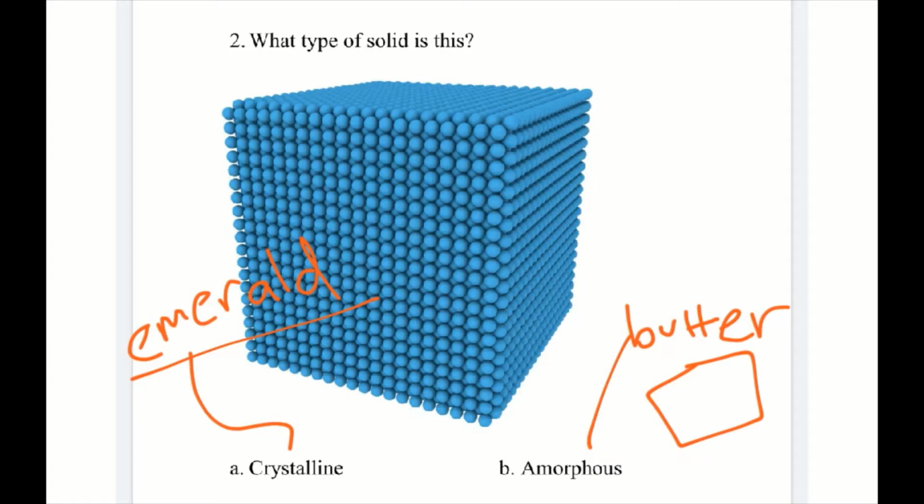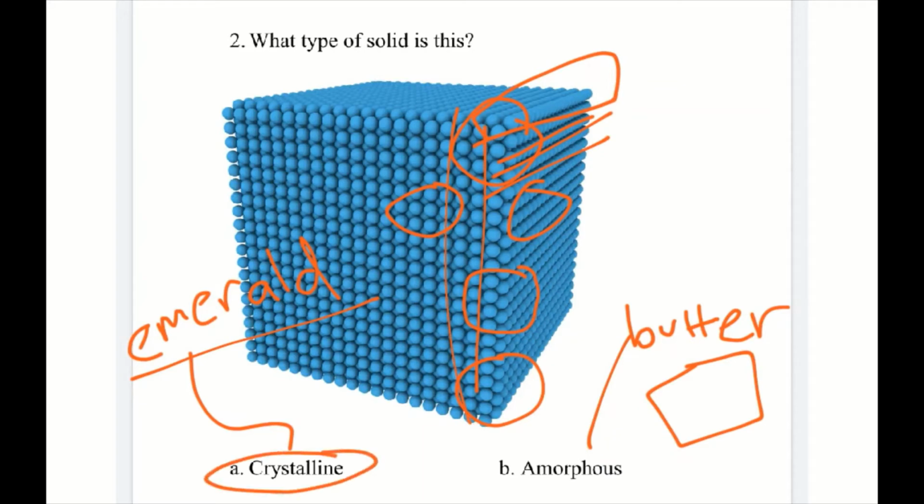So in this image, these atoms look very orderly. They are arranged very consistently. They have this nice little pattern going on. They are in straight lines, in straight rows and columns. So I think this is a crystalline solid, A.